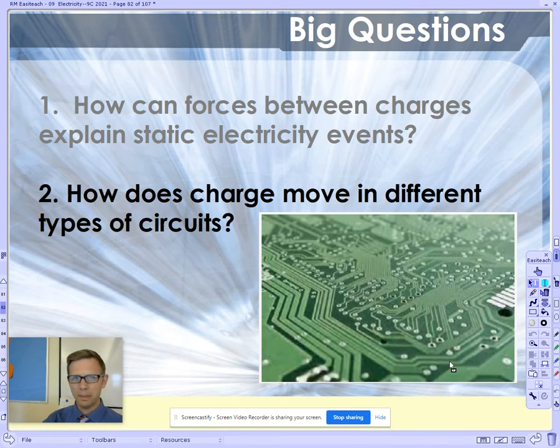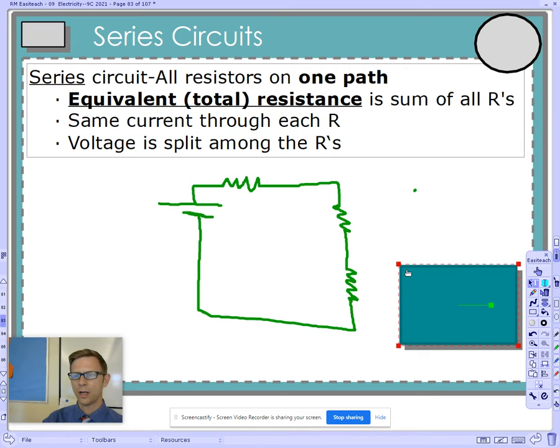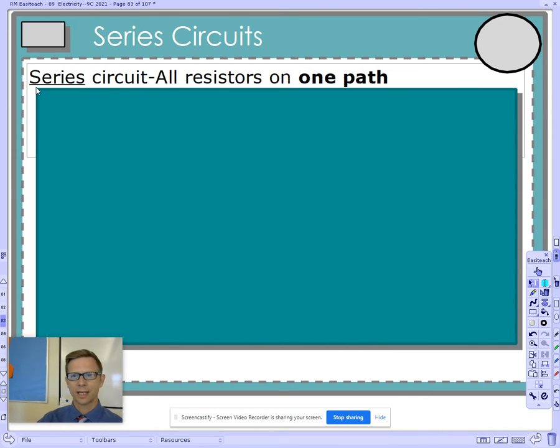We should always think about big questions. You should always think about why we're doing what we're doing. Before, we talked about how charges were just sitting there. Now we're into the stage where we're talking about moving charges, and particularly different types of circuits, different paths for the charges to flow. So here we have a series circuit path.